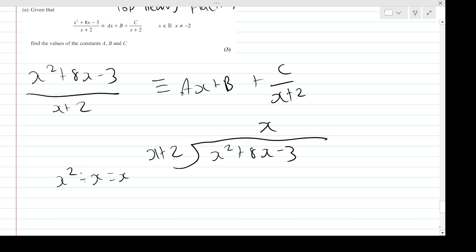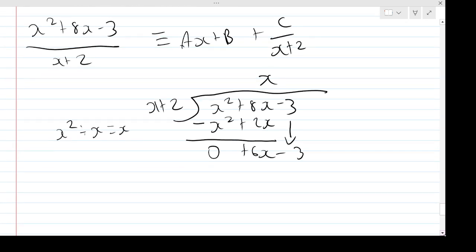And so then I'm going to times x by everything outside. So then that's going to be x times x, which is x squared, firstly. And then x times 2 is plus 2x. So then I'm going to take them away. And so x squared take away x squared is 0x squared. And then 8x take away 2x is plus 6x. Then I'm going to bring that minus 3 down here.